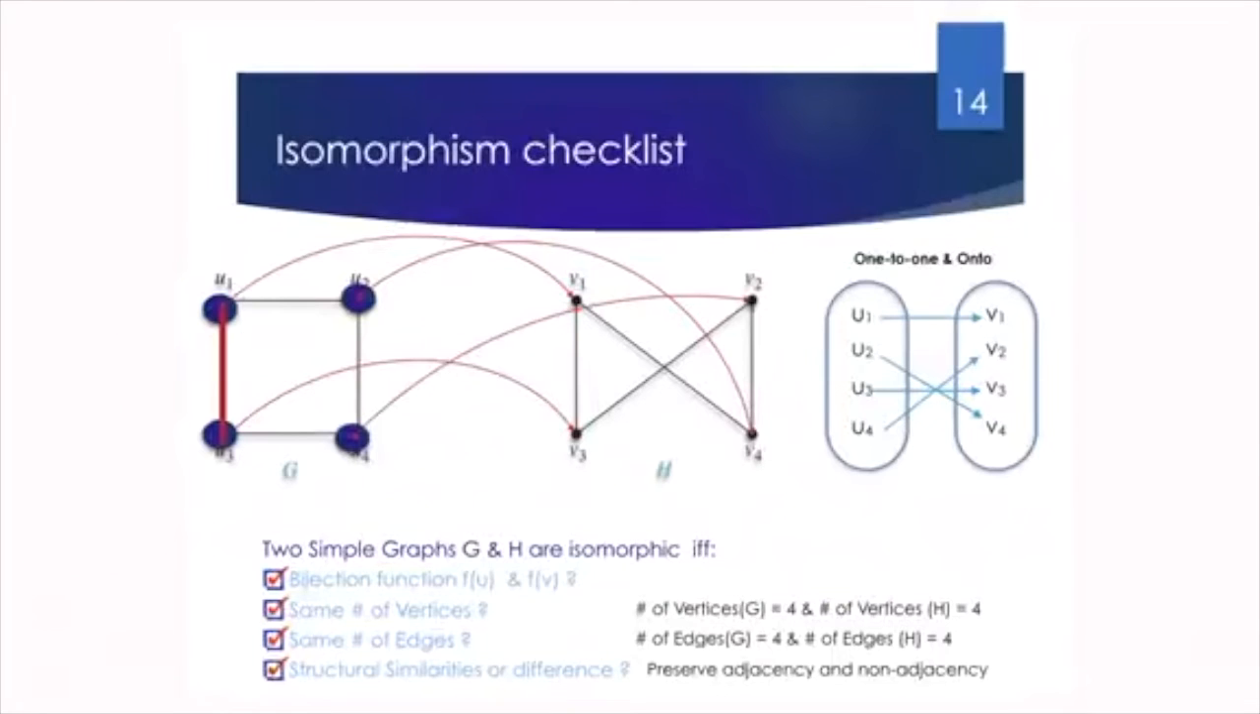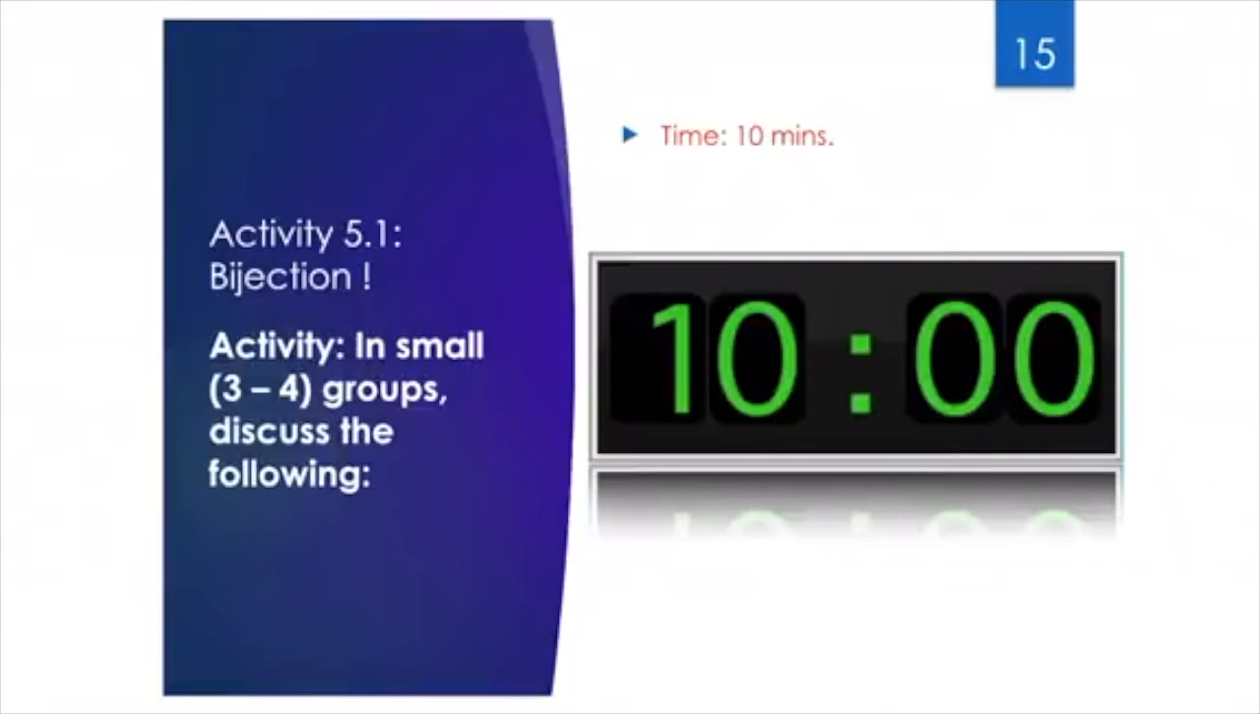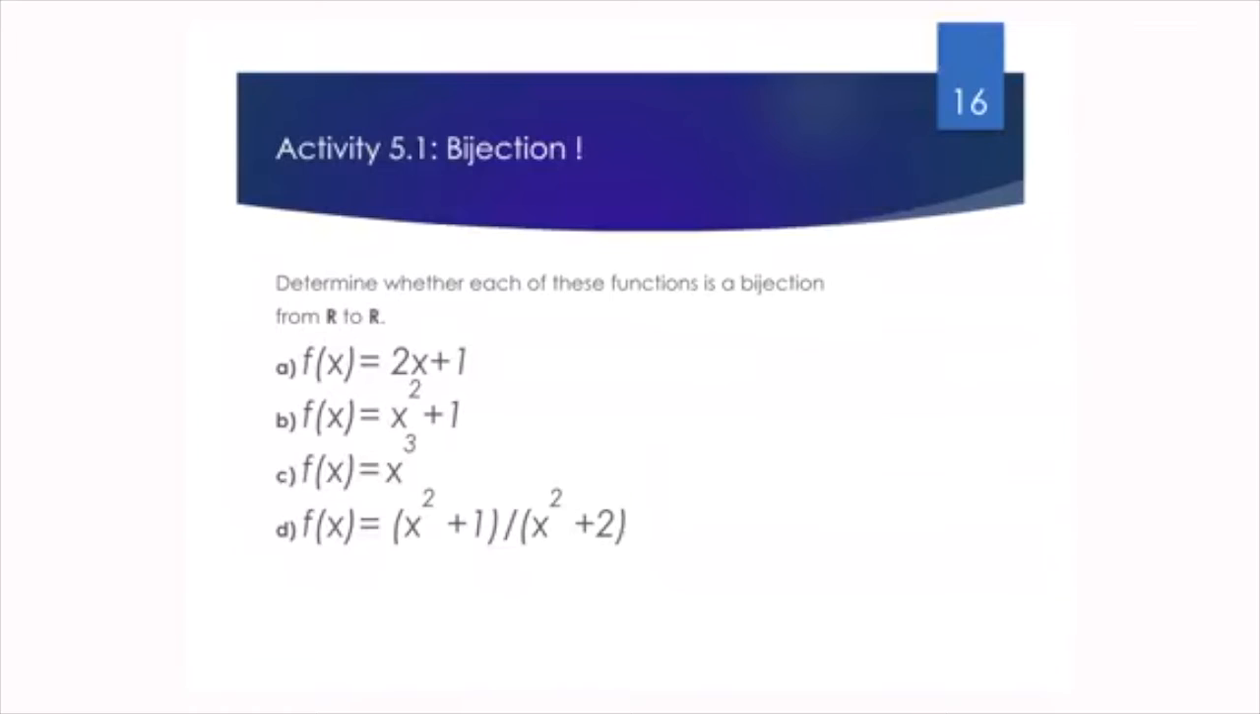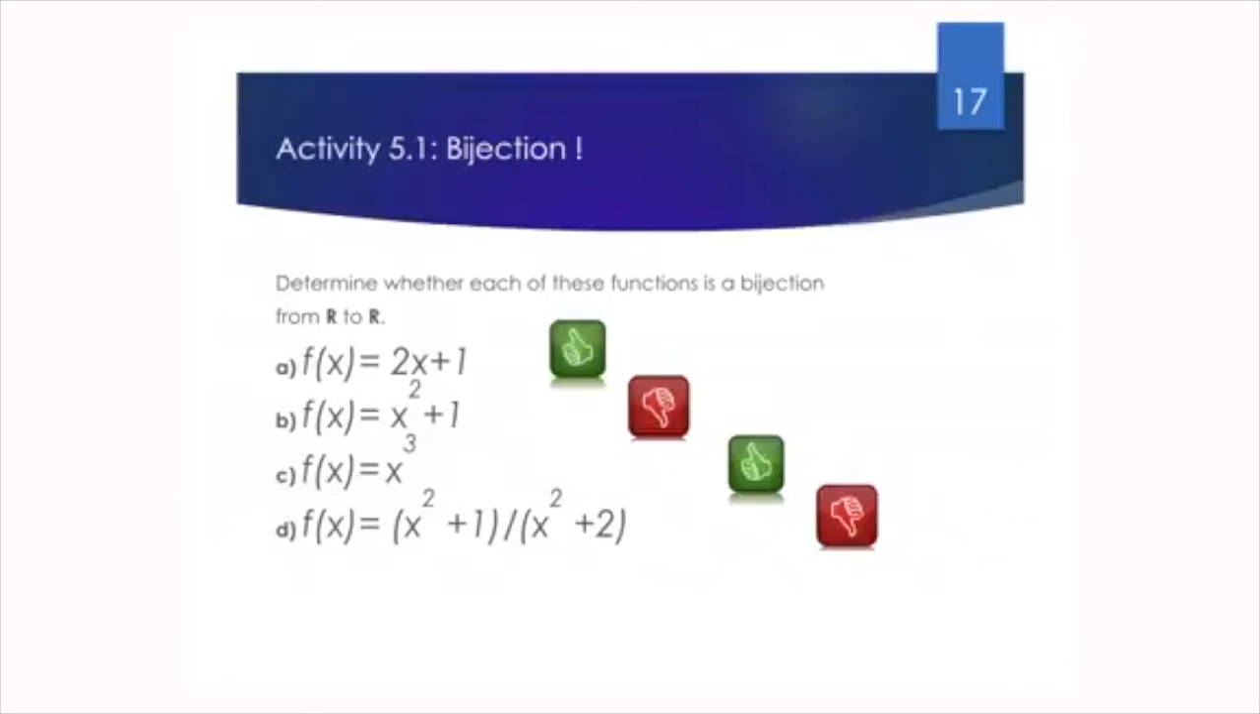A simple activity for you to do: I want you to determine whether each of these functions is a bijection. You can come back to the video and check the answer. Actually, the function 2x plus 1 is a bijection. x to the power 2 plus 1 is not a bijection. x to the power 3 is a bijection. And (x to the power 2 plus 1) divided by (x to the power 2 plus 2) is not a bijection. You can use Sage to verify your answer.